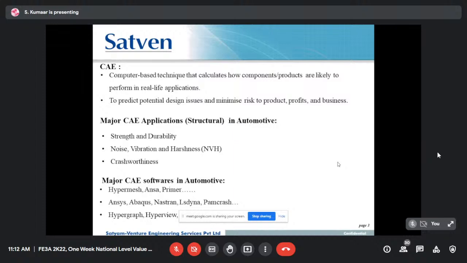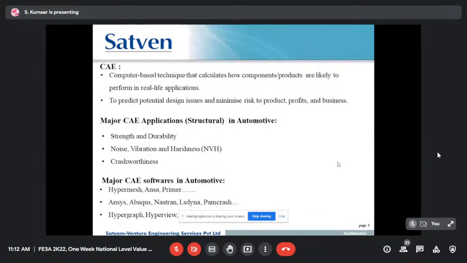Yeah, so we are talking about the major CAE software in automotive. In our company, we are using HyperMesh, ANSYS, and Primer. These software packages are used for pre-processing. Once the pre-processing is done, we need to submit the runs in the solver. Here, we are mostly using ANSYS, ABAQUS, NASTRAN, LS-DYNA, and PAM-CRASH.